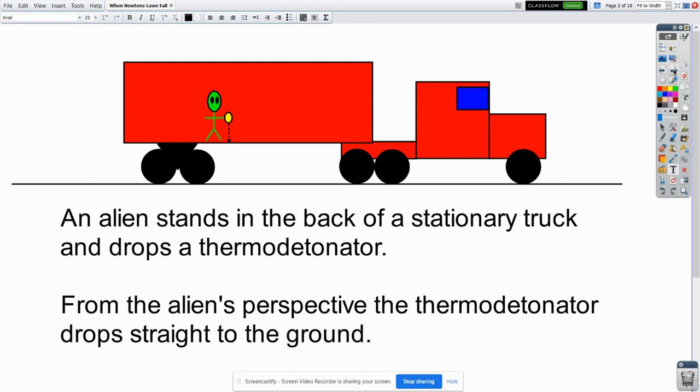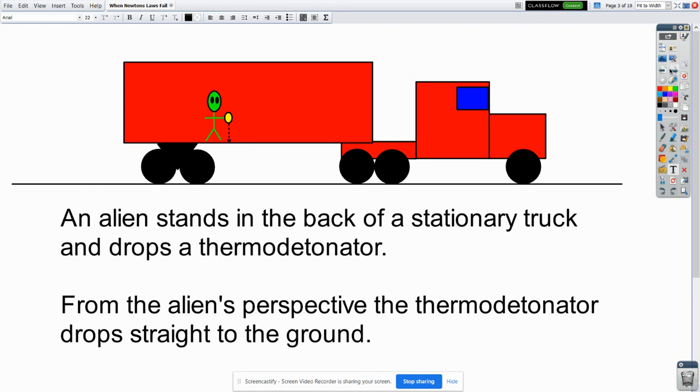Let's look at an example of an alien dropping a thermodetonator in the back of a truck. So this alien is standing in the back of an 18-wheeler inside the trailer part, holding his little thermodetonator, and he drops it. As the alien watches the thermodetonator fall, it travels in a straight path to the ground, landing directly beneath where he drops it. From the alien's perspective, the thermodetonator drops straight to the ground.